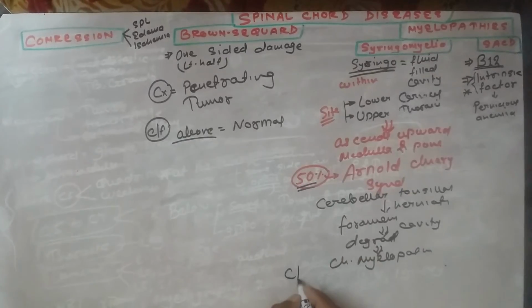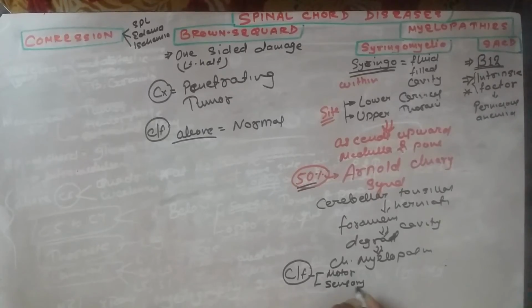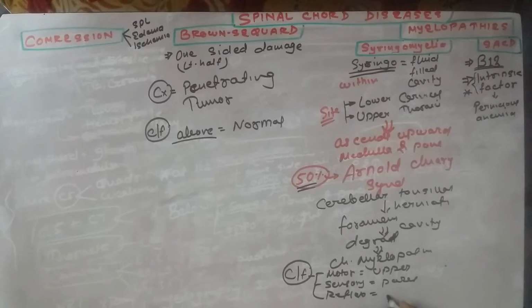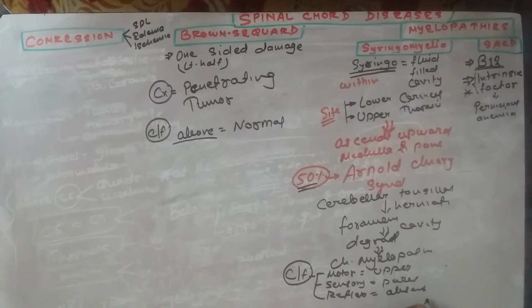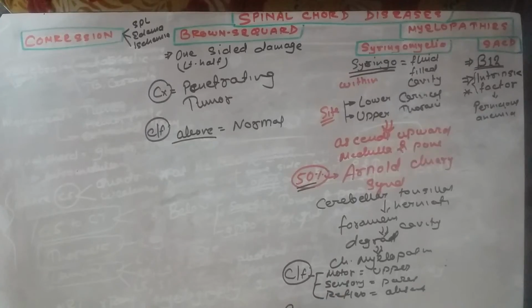Means how do they present? Usually Syringomyelia presents with motor, sensory and reflex abnormalities. There is weakness in the upper limb, motor abnormality in the upper limb, sensory paraesthesia is seen, and reflexes are absent. So this is the presentation, and for investigation we send an MRI scan of the spine, and usually surgical treatment is required. The treatment is surgical.